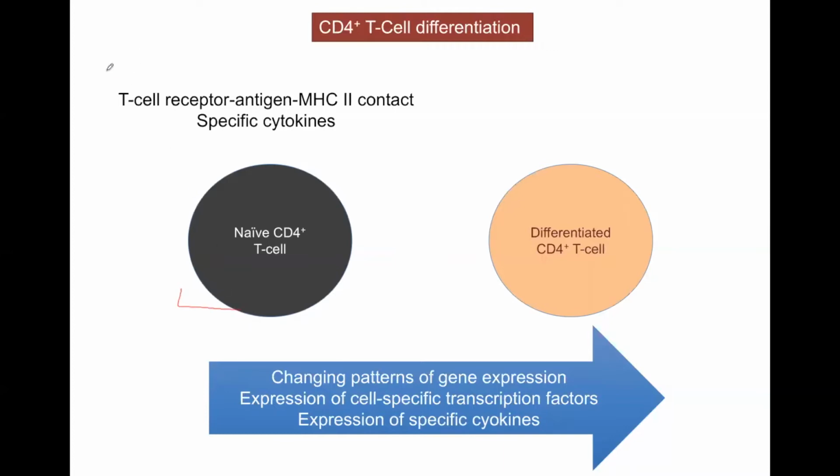It sees antigen presented by the T cell receptor by the MHC2 in the case of our CD4 cells, and this, with specific cytokines, leads to a pattern of cell differentiation. Cell differentiation is reflected in changing patterns of gene expression, the expression of cell-specific transcription factors, as well as specific cytokines. This differentiated T cell, therefore, is characterized by lineage-specific transcription factors, as well as cytokine production.